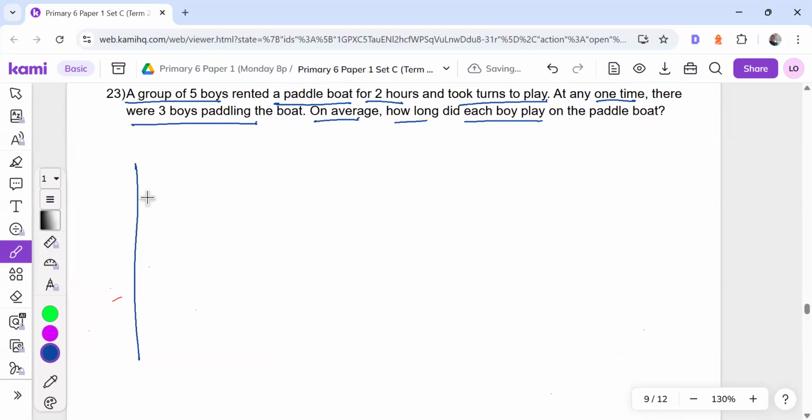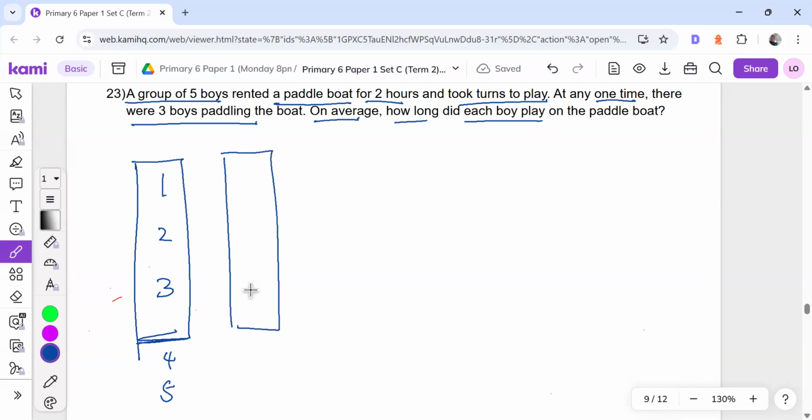I'm going to draw a paddle boat, which is called draw a diagram. This is a paddle boat. Only 3 boys can play: first, second, third. The fourth and fifth person don't play because there is no space. They rest or do something else. After one game, for the next game, what happened? Then you have the second, third, and fourth, and the first and the fifth take their turn to rest.